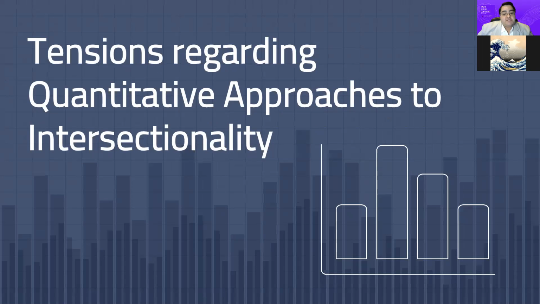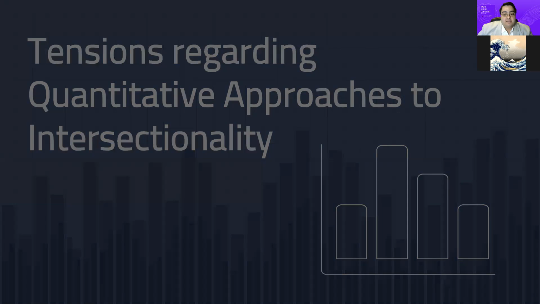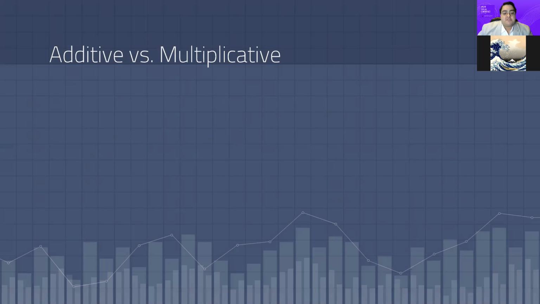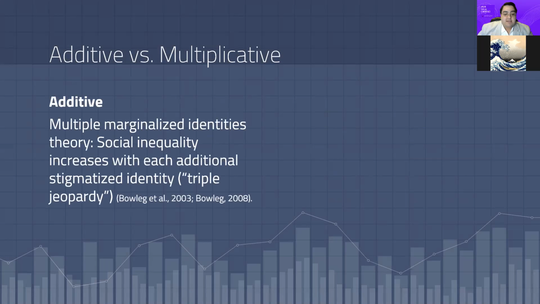So there are four major tensions with regard to intersectionality and quantitative methods that I want to talk about today. The first is about the nature of social identities as additive versus multiplicative. In an additive approach, we see an expansion on the multiple marginalized identities theory, in which social inequality increases with each additional type of stigmatized identity, building on the triple jeopardy theory. And most studies using intersectionality, including my own master's thesis, have approached intersectionality using this additive approach. For example, Black plus lesbian plus woman equals an intersectionality score of 3.